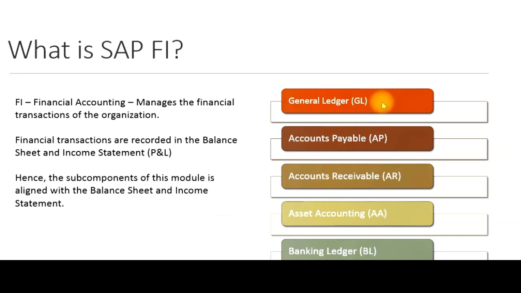First is the general ledger. General ledger is where all the financial transactions are happening. Accounts payable. So anything which you need to pay to someone is called accounts payable. For example, all your outstanding vendor payments. If you have any outstanding loans for the banks, is all called accounts payable.